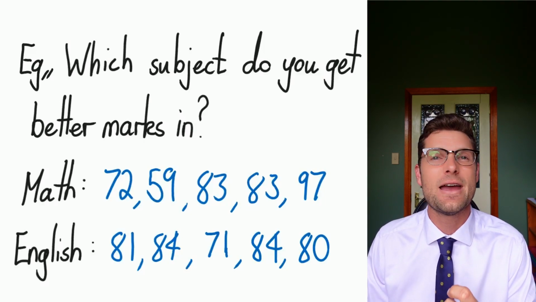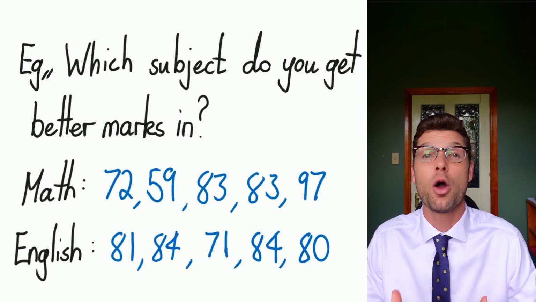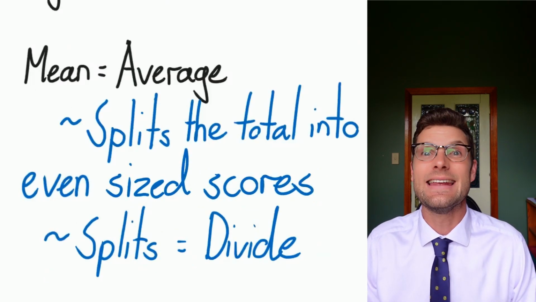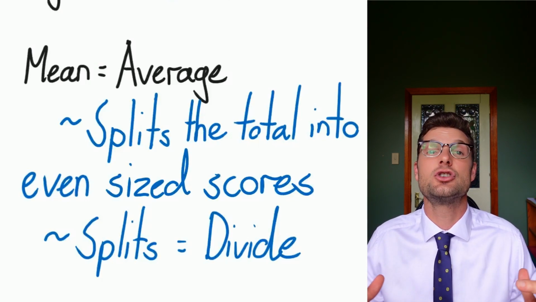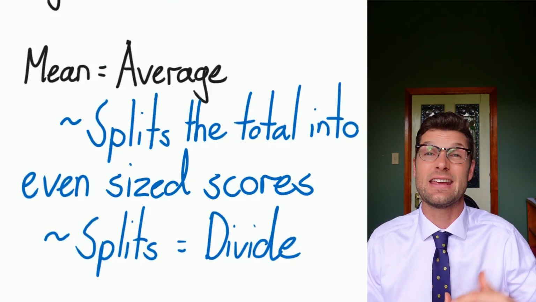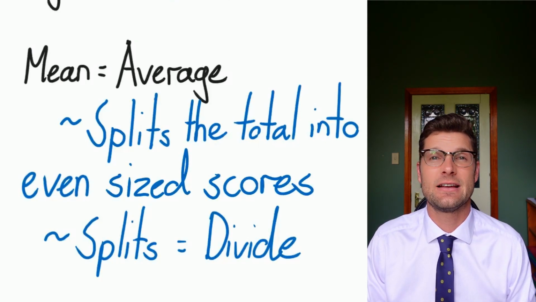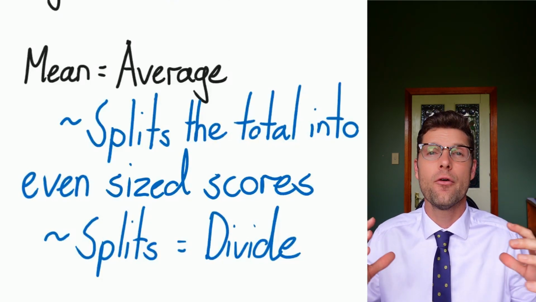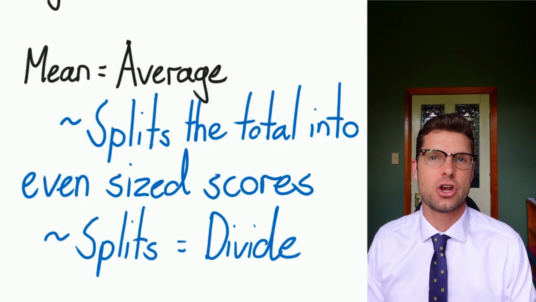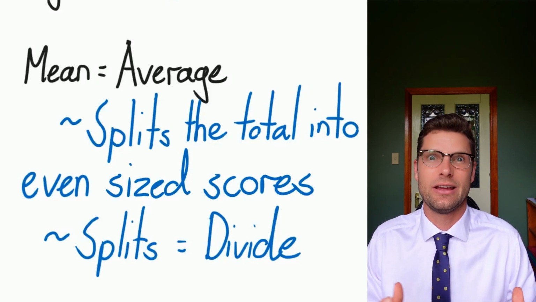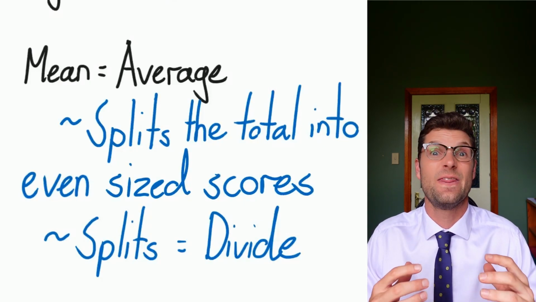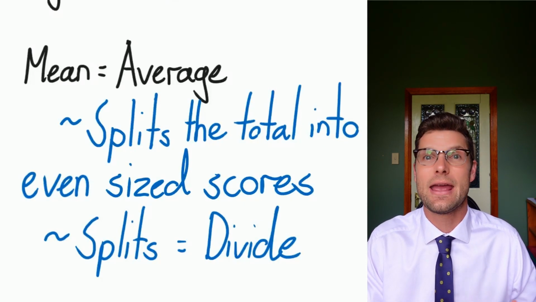So we want to have a measure of center to tell us what could most likely happen if we ran this again. What the mean is, is that we split the total amount of marks that we got in both of those, the 5 English tests and the 5 maths marks, and we divide this overall total into even chunks. We know that split and divide mean the same thing. So we're splitting the overall total into even groups.